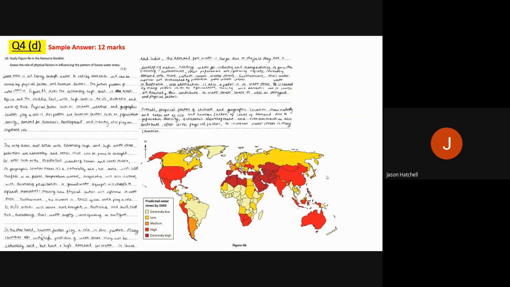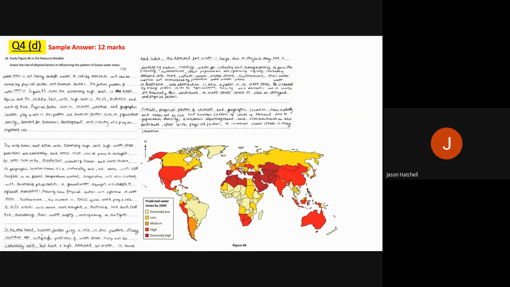So if you have a look at the map, we can see that the extremely low areas of water stress are all around the tropics. Why? Because the tropics receive a higher amount of rainfall. The extremely high areas of water stress are in southern Europe and North Africa, and most of the Middle East and South of Asia and Central Asia.